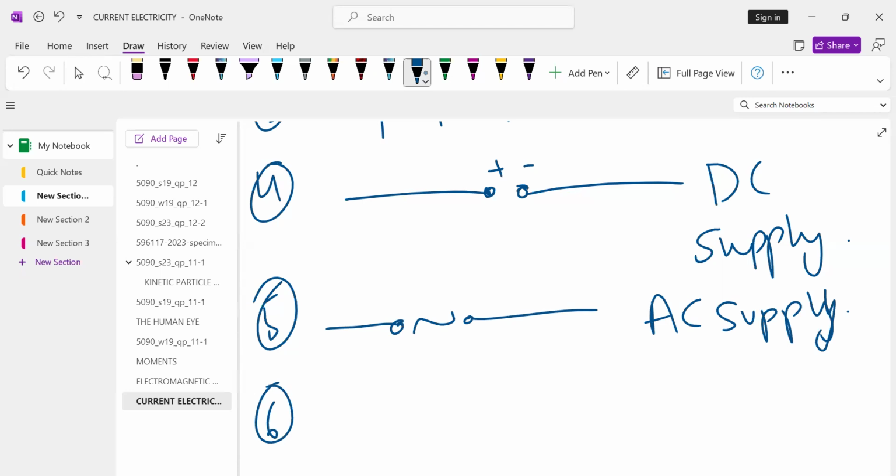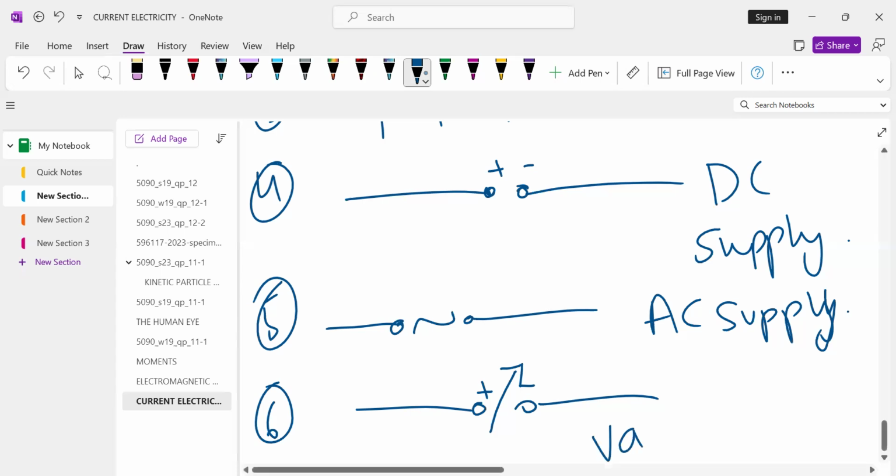Then the sixth one is a variable DC supply. When the DC supply is variable, we draw it like this. The symbol is the same, but in a variable DC supply you have to draw an arrow between the positive and negative terminal. So it's a variable DC supply.